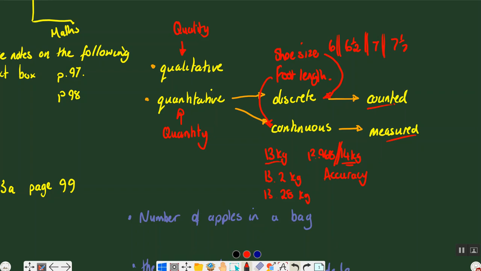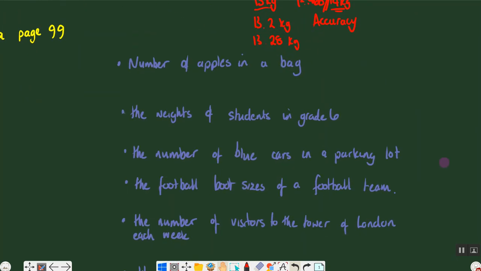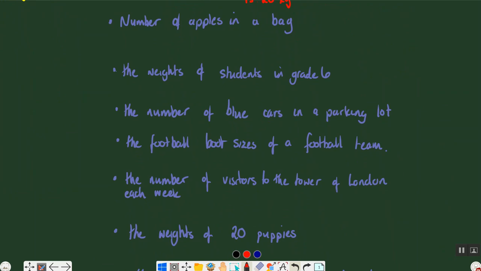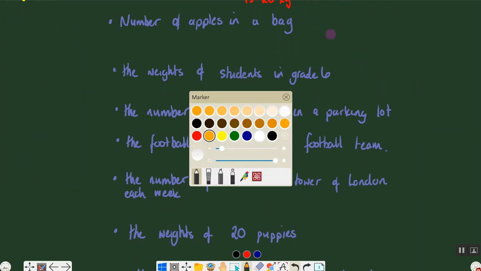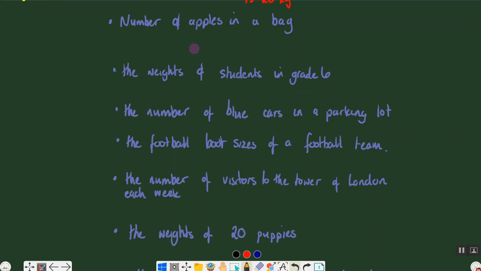So let's have a quick look at those questions that you were on. What did you make for number of apples in a bag? I said discrete, because you count them. You just count them. So we would then say discrete and quantitative, because it's how many of them. The weights of students in grade 6. Continuous, I'd go with that.